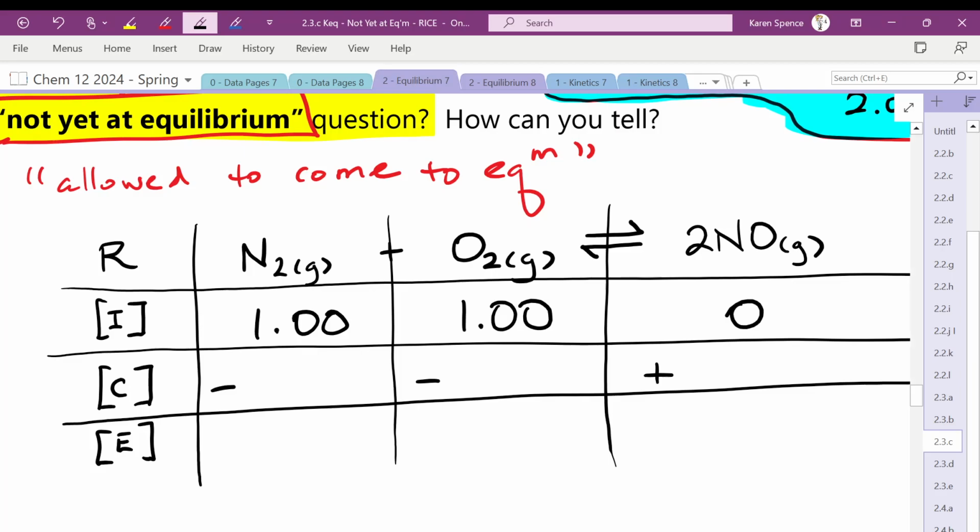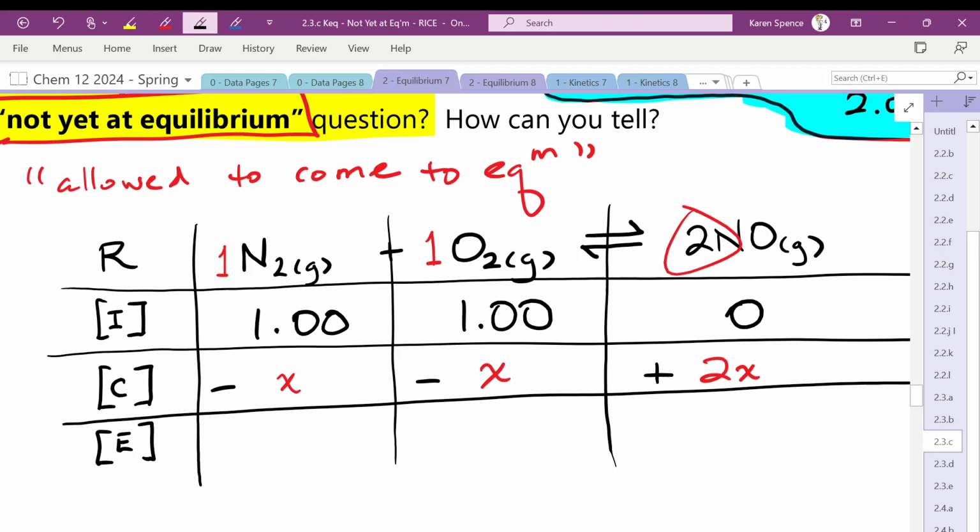What did you call it when you were drawing concentration diagrams and you were saying this is going to go up by a certain amount and that's going to go down by a certain amount? You said this one goes up by x and this one goes up by 2x, or this one goes down by 3x, or whatever. So if you don't have an equilibrium value, you can use x for your change. I have a coefficient of 1 here, so this is going to be x. I have a coefficient of 1 here, so this is going to be x. And I have a coefficient of 2 here, so this is going to be 2x.